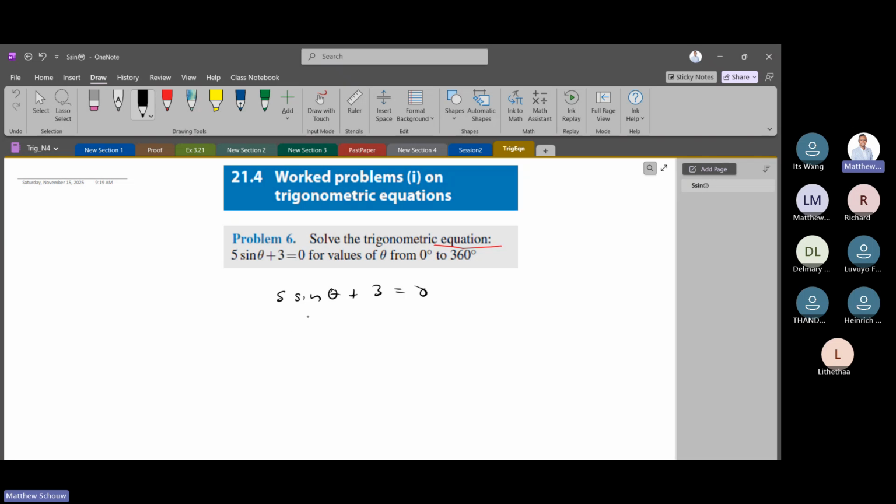What we do, we carry over the 3, which is fine with everyone. I'm sure you understand that maths. And obviously you have to divide both sides by 5, right? And we have 3 over 5. But as you carry the 3, that should have become negative. Is that fine with everyone? Yes, sir.